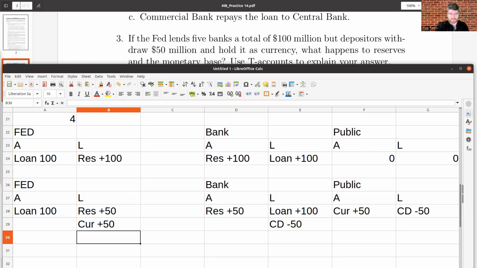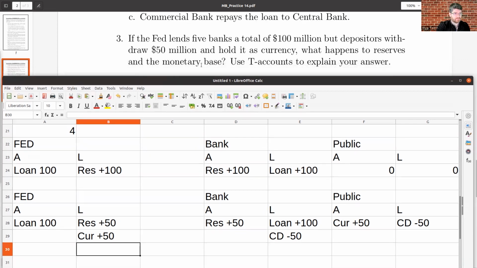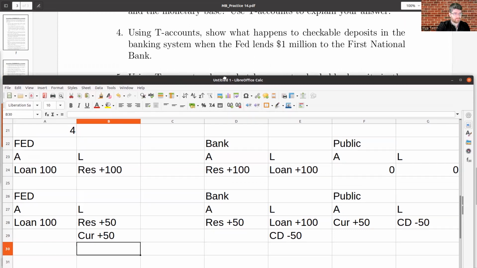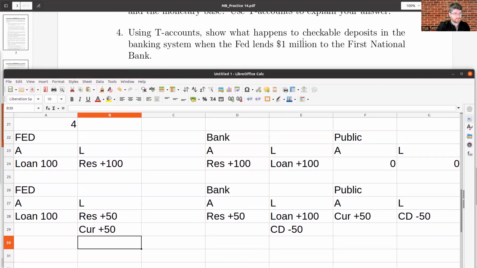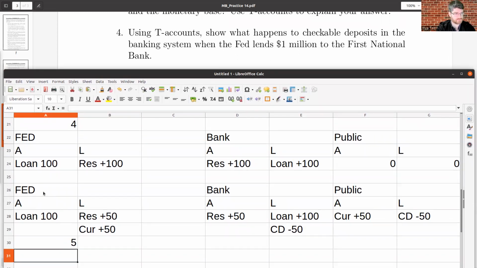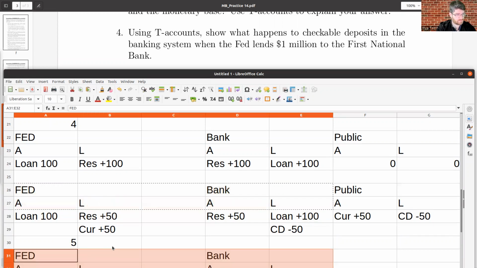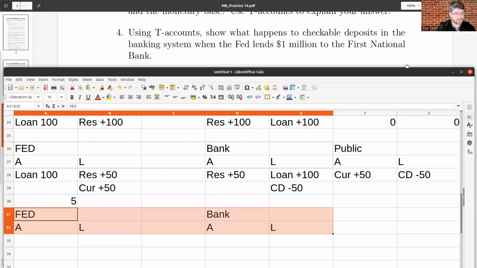So the logic is like that, and generally you have to practice your T accounts more, to understand what is actually happening here. So let's go down to number 4, right? Number 4: using T accounts, show what happens to checkable deposits in the banking system when the Fed lends. Okay. So once again, maybe I'll give you some time and you try to fill in those values.